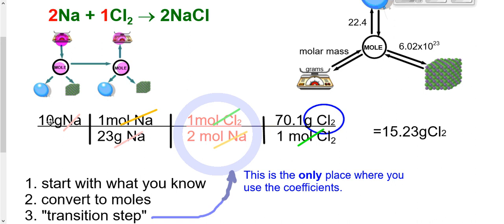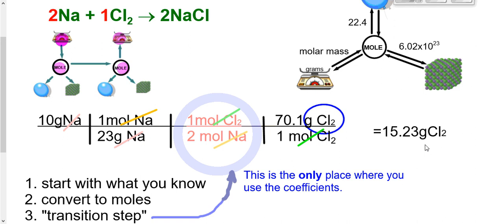So on your calculators, if you want to try this with me, 10, this is on the bottom, so we go divide by 23. This is on the bottom, so we divide by 2. And this is on top, so we go times 70.1. And the number we get is 15.23. And the only units we hadn't canceled were grams of chlorine. So if I react 10 grams of sodium, I will need 15.23 grams of chlorine.